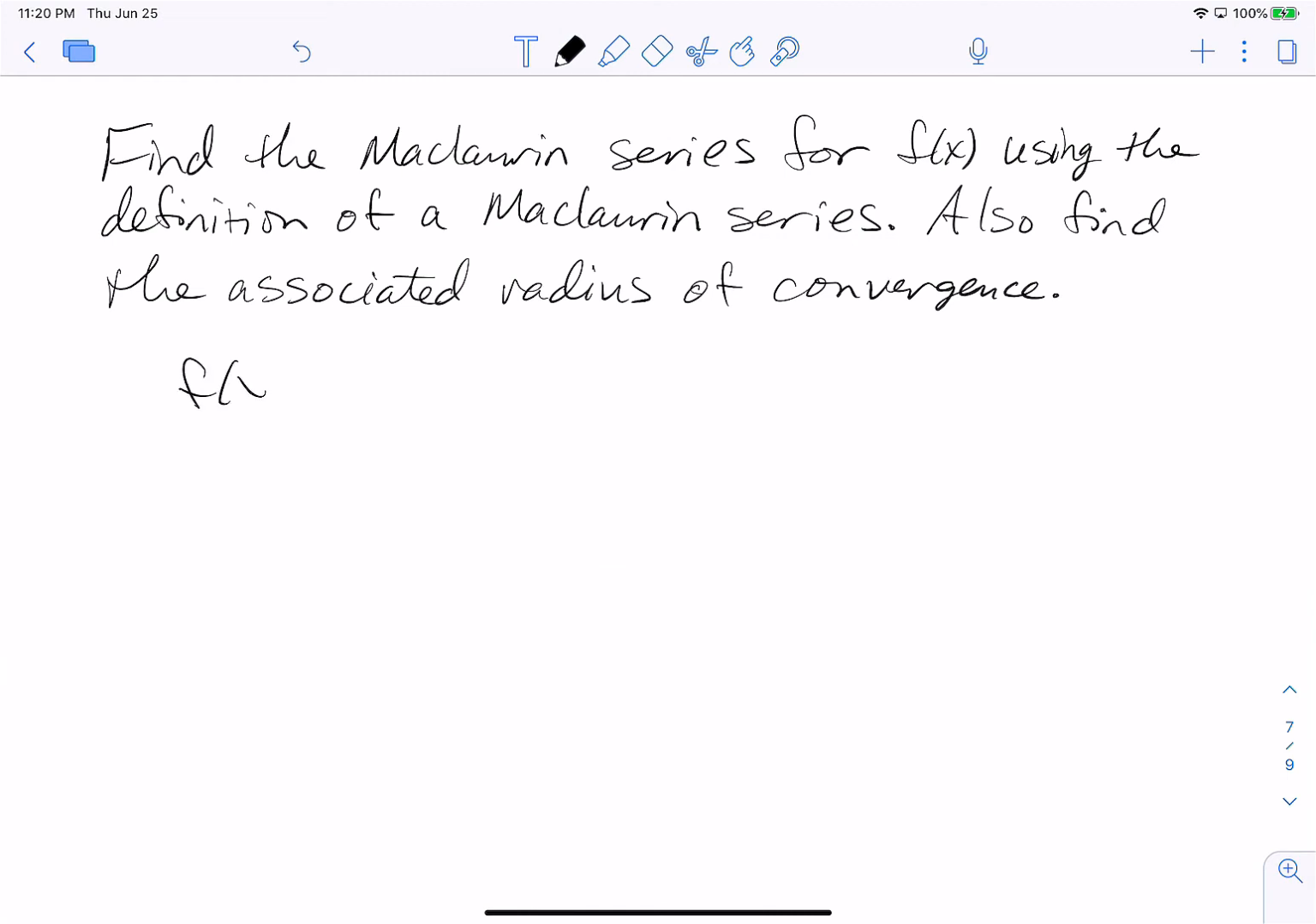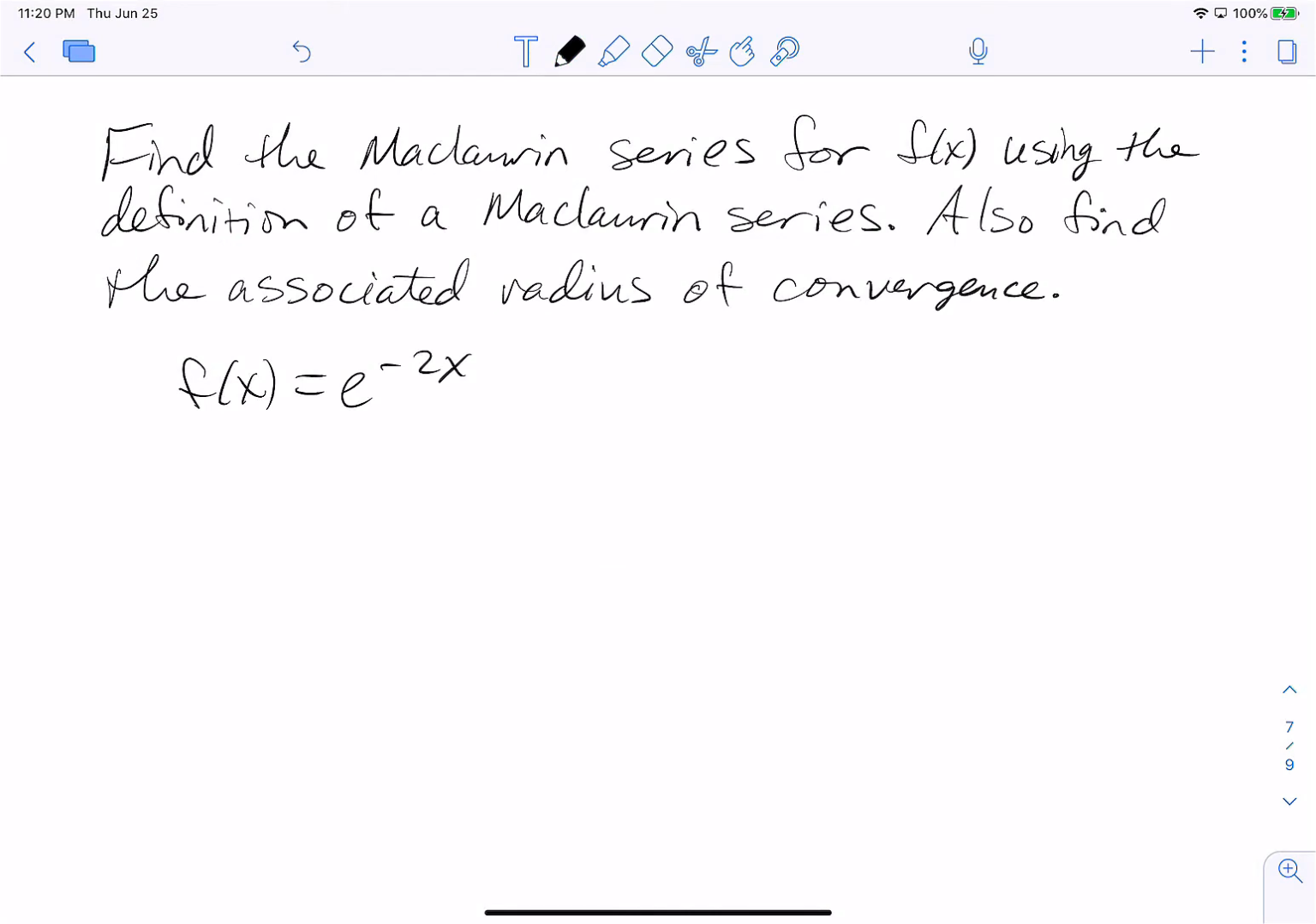For the series f of x equals e to the negative 2x, use the definition to find the Maclaurin series and also find the associated radius of convergence. I feel like that's probably going to be the ratio test. Well, we're using the definition. That means we're going to start taking derivatives.